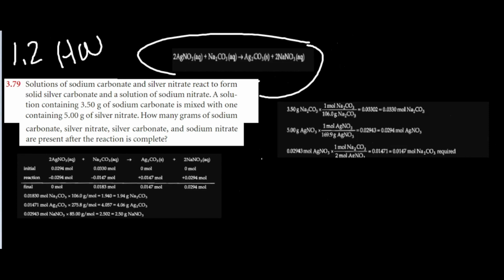So the first thing you need to do is make a balanced chemical equation. You should know how to do that already, but I'll go over it really quickly. You just need to get your sodium carbonate. Sodium carbonate, that's Na, and carbonate is CO3. You balance charges, same with silver nitrate, same with sodium nitrate.